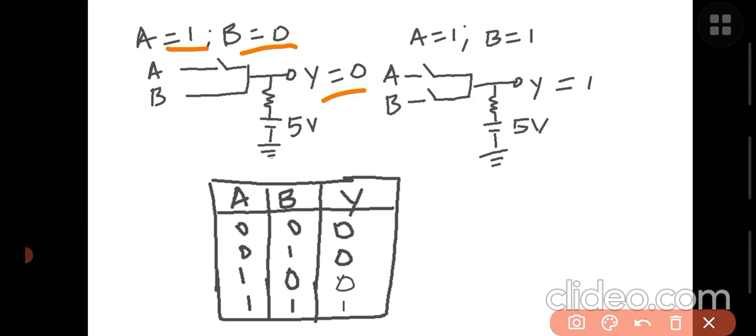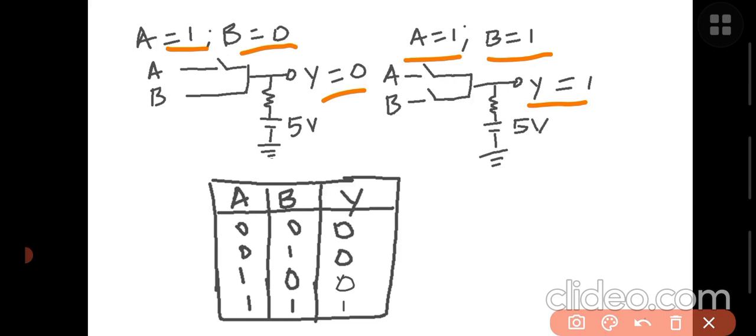Now the fourth condition, A equal to 1, B equal to 1. Both the diodes are reverse biased. As a result, we get the output 1. Now we can summarize the inputs and outputs. This is the truth table.